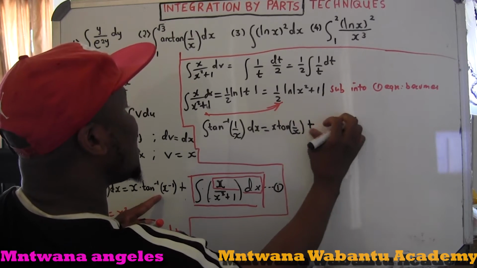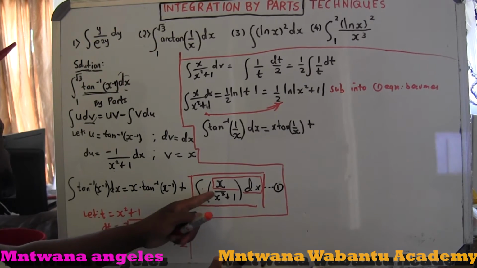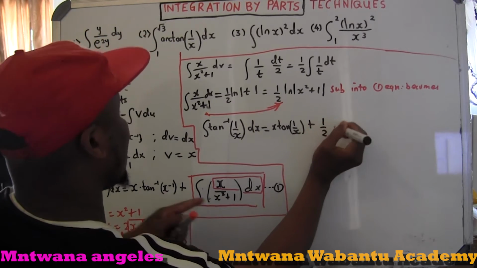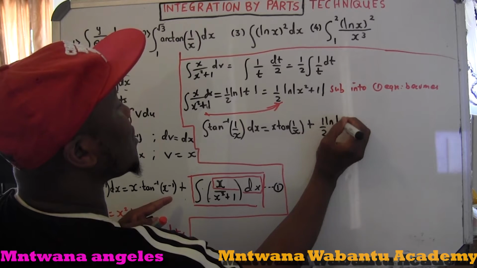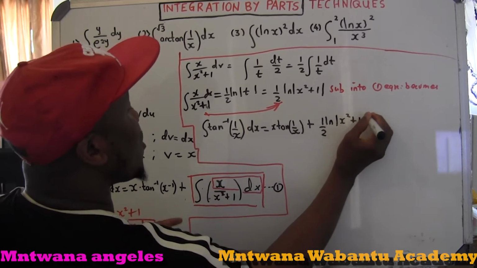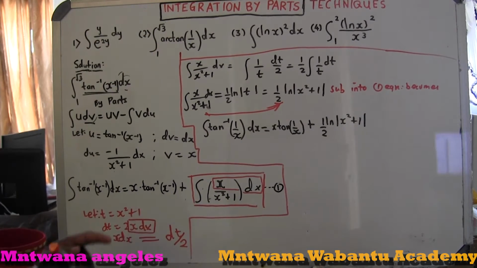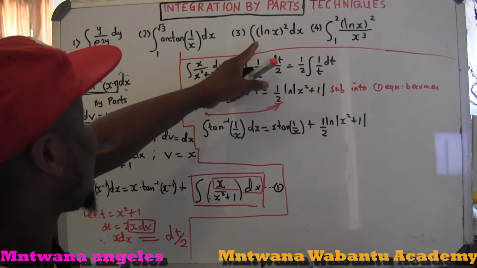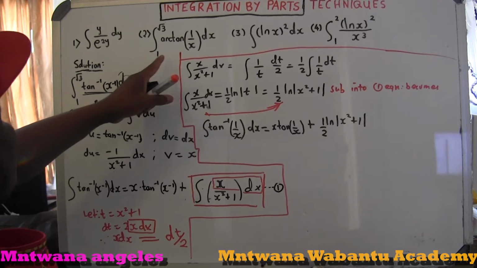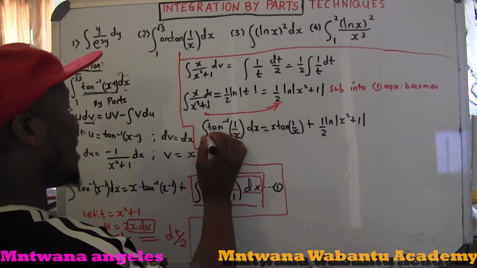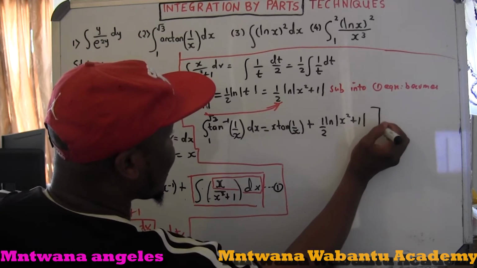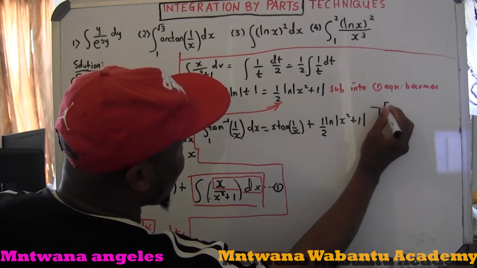Because we're almost finishing. Plus, now I'm going to write this equal to that. So a half ln of x squared plus 1. Now we're not going to add plus constant. You know why we're not going to add plus constant here? Because we have a limit. Do you have a limit? Yeah, 1 to square root of 3. So our limit is 1 to square root of 3. Even this stuff here, our limit is going to be 1 to square root of 3.